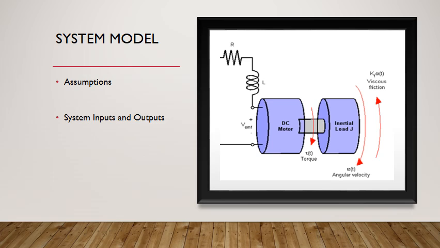So in this project, I modeled an armature-controlled DC motor. The motor and shaft are assumed to be rigid. The friction torque is assumed to be proportional to the shaft angular velocity. At the shaft itself, the torque is proportional to the current through the applied voltage, or VA, in the model. The applied voltage is the single input and the angular velocity is the single output.